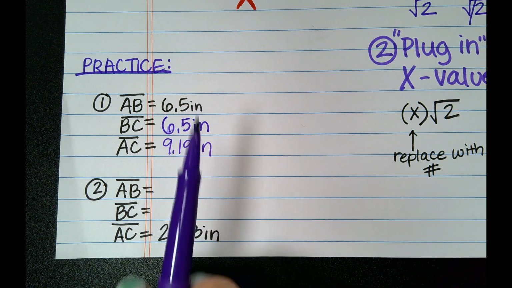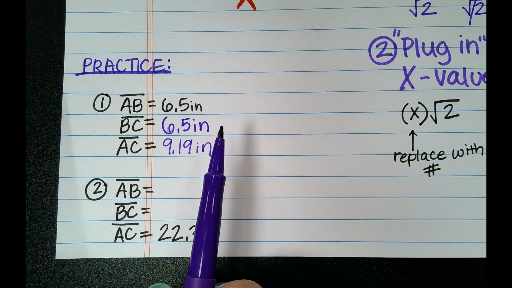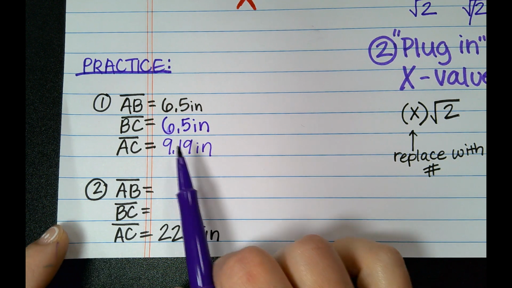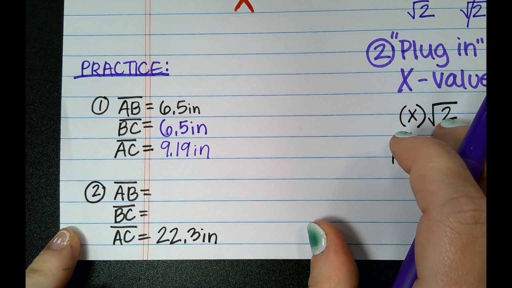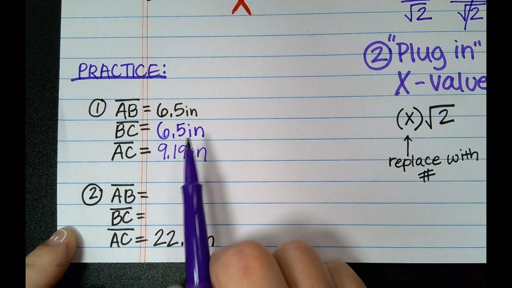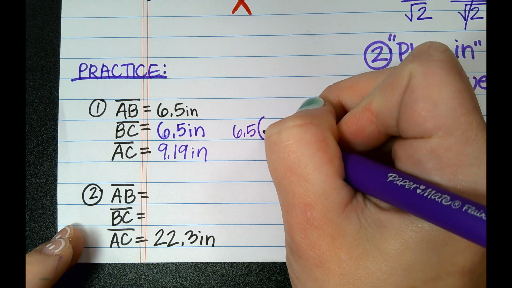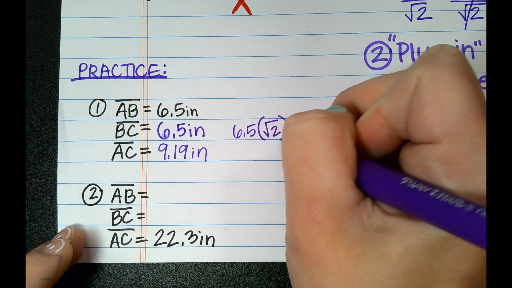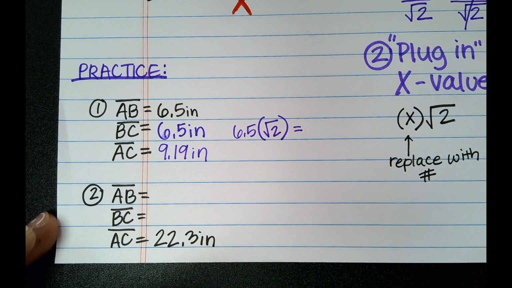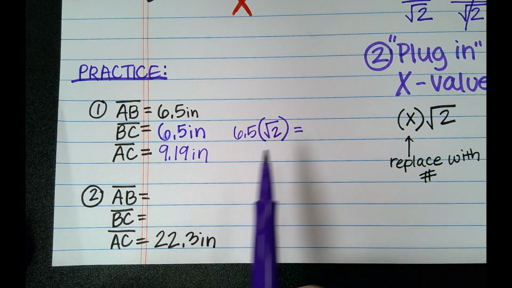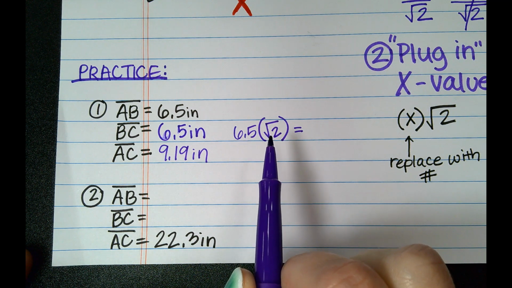It is the steps that can get you. Does anybody want to explain the steps? Erica? 6.5 inches times the square root of 2. Okay, so 6.5 inches times radical 2. And that gave you the 9.19? Yeah. Perfect. Okay, so does anybody know why we did 6.5 times radical 2?